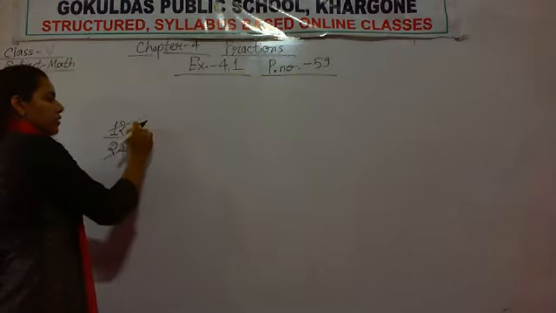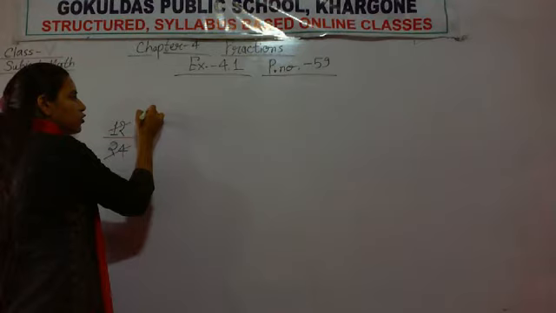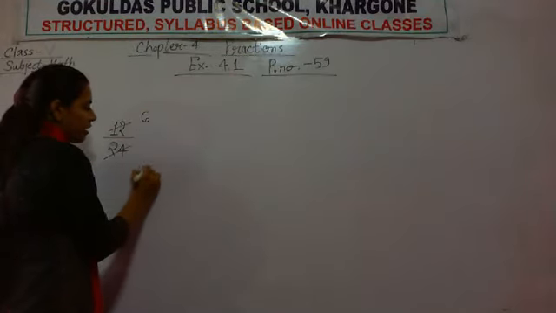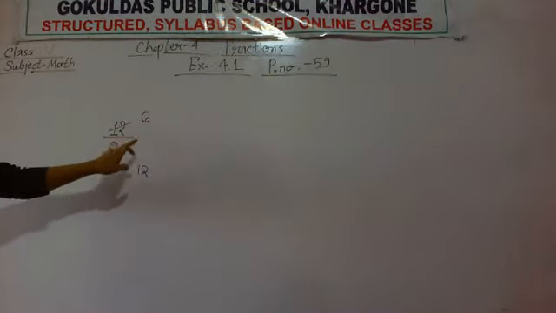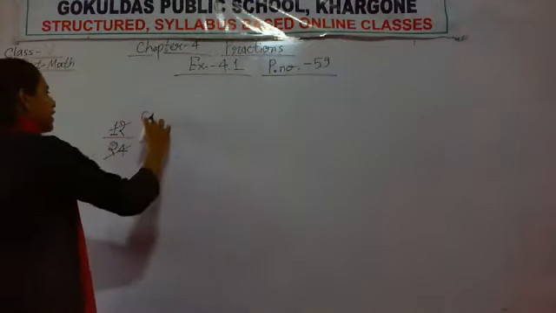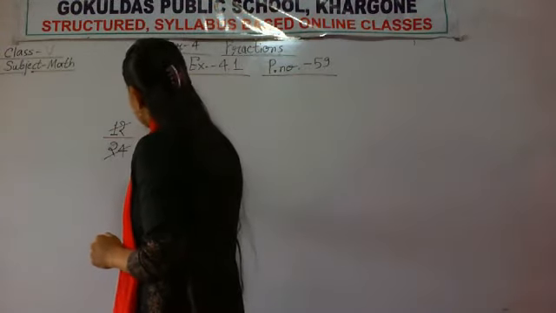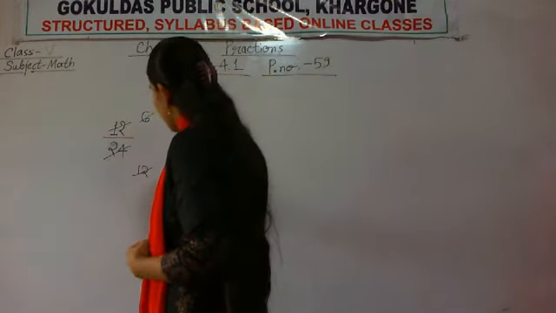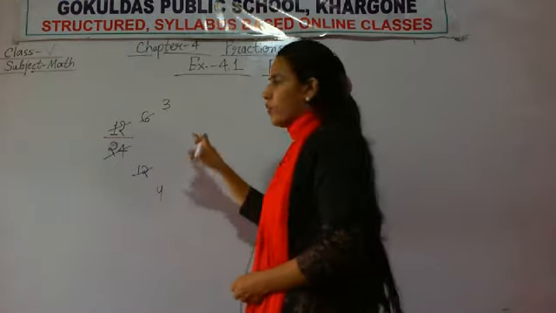So I am dividing it by 2. When I divide 12 by 2, my answer is 6. When I divide 24 by 2, my answer is 12. Now my new numbers are 6 and 12. Again I am dividing both the numbers by 2. 2 3s are 6, 2 4s are 12. Now my new numbers are 3 and 4.